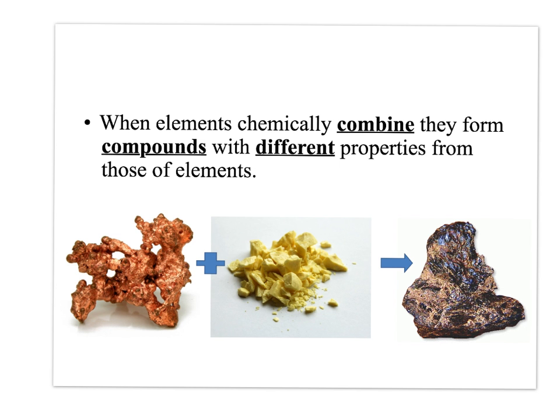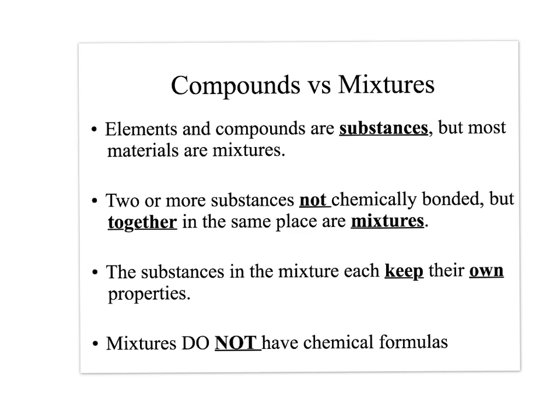When elements chemically combine, they form compounds with different properties from those of elements. If you look, these two are completely different elements, and when they combine, they form something that is totally different from their original state. Compounds versus mixtures. Elements and compounds are substances, but most materials are mixtures. Two or more substances not chemically bonded, but together in the same place, are mixtures. The substances in the mixtures each keep their own properties.